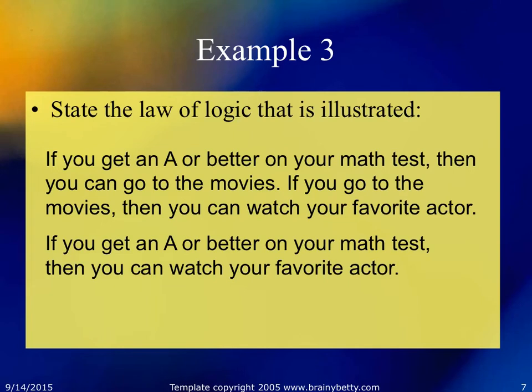All right, so now we're going to decide. It says state the law of logic. What we mean there is either detachment or syllogism. We're looking for one of those two things, but we've got to read it and decide.